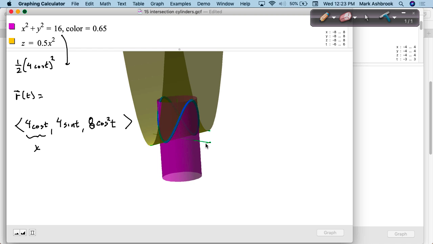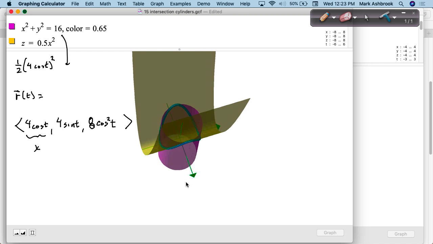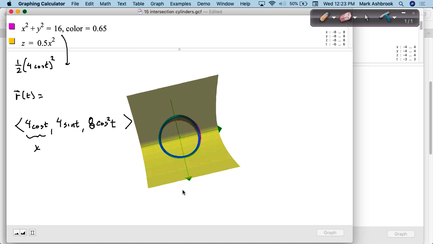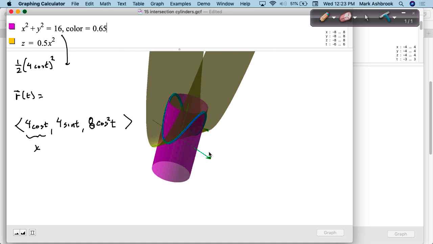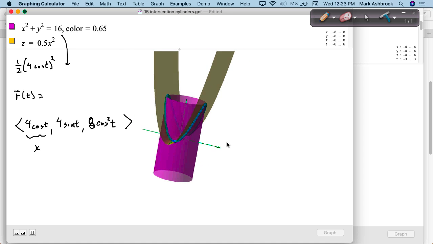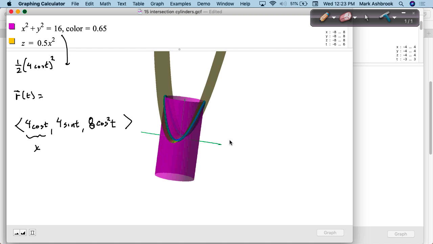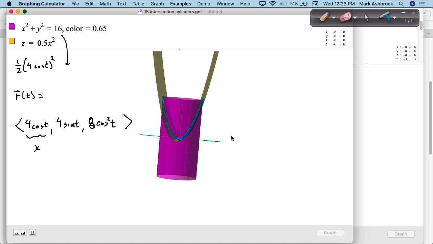So if we look in the xy plane, what do we see? Circle. X squared plus y squared equals 16, taking away z. If we take away y and look at the xz plane, what do we have? Which parabola? One half x squared, right? Z equals 1/2 x squared.